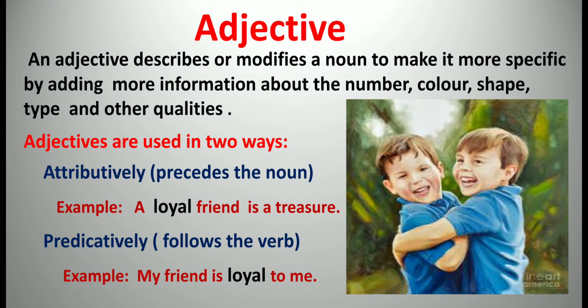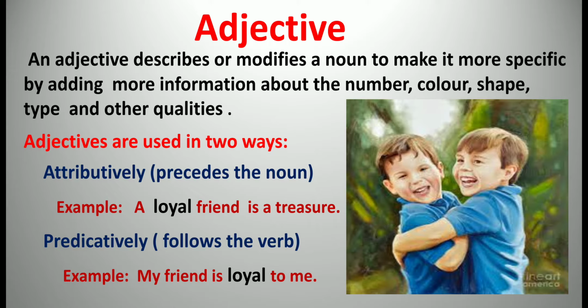An adjective describes or modifies a noun to make it more specific by adding more information about its number, color, shape, type, and other qualities. The adjectives are used in 2 ways. The first way to use it is as an epithet or an attribute. And here, the adjective precedes the noun. Precedes means it is placed before the noun.